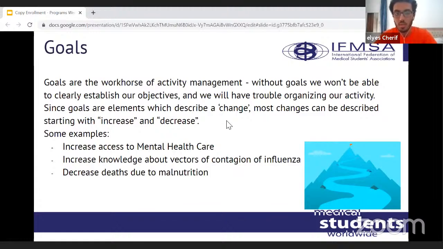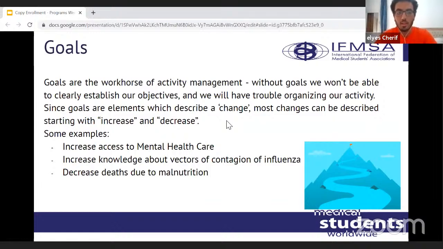So since goals are elements which describe a change, most changes can be described starting with increase and decrease. Again, we can use other formulations, but these can show why we're making a change. So increase and decrease are really great formulations to show that you're making a change by doing this activity.